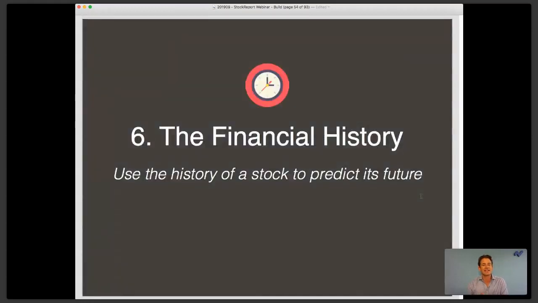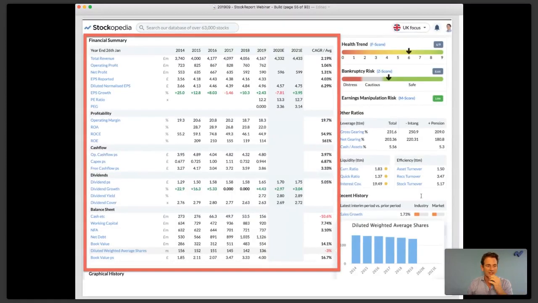So next, 6 out of 7 points, the financial history. Now, this is all about using the history of a stock to predict its future. And learning to read the financial history will give you so many benefits. If you don't already do this, please do start. The financial summary is in this block, and it's been designed with the key financials in mind, which can give you a very, very quick sense check of where this company's been and where it's going. So we've got 6 years history, a couple of years forecast, and the compound annual growth rate, or the average, depending on which type of metric it is.